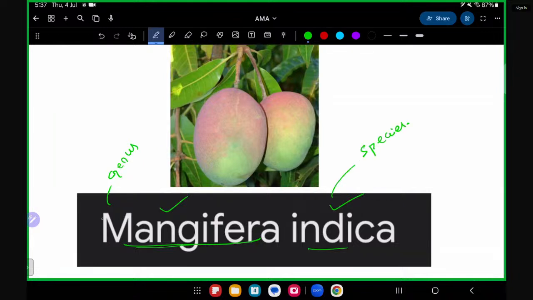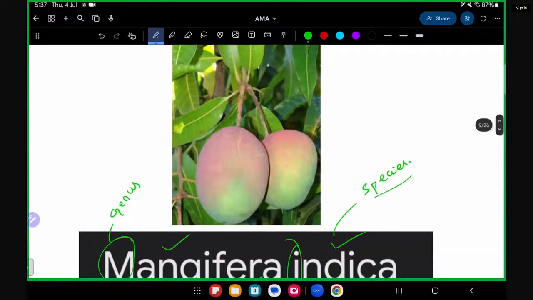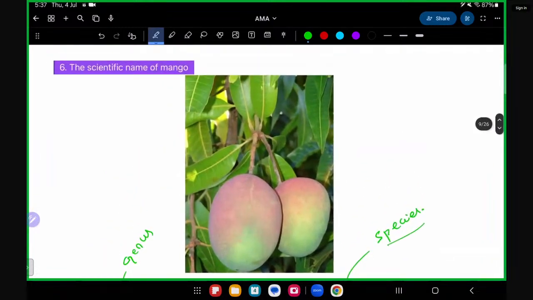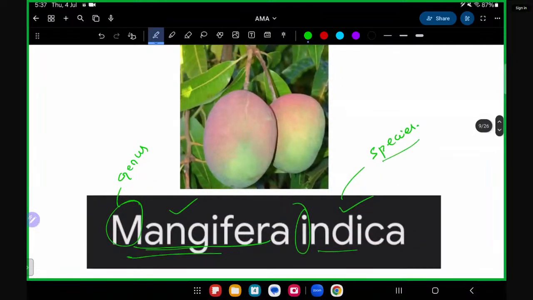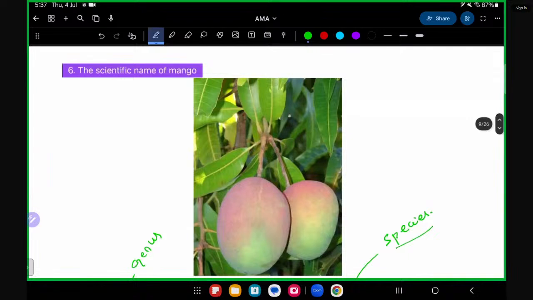Okay. The first alphabet of genus should be in capital letter. Whereas the first letter or first alphabet from species is written in small letter. And the scientific name is always written in italics, and it is underlined separately. Right? How to write a scientific name?